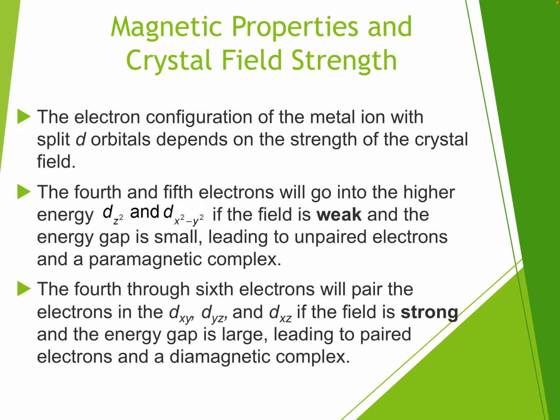Okay, so again, the electron configuration of that metal will depend on the strength of the crystal field. So we're going to go ahead and look at those strong field and weak field ligands again to see how much splitting is happening. So again, we're looking at our orbitals here. So we had 1, 2, 3, and that fourth electron, right? That fourth electron has to make a choice. Does it go up into the higher energy level, or does it add to the electron that's already in one of them?